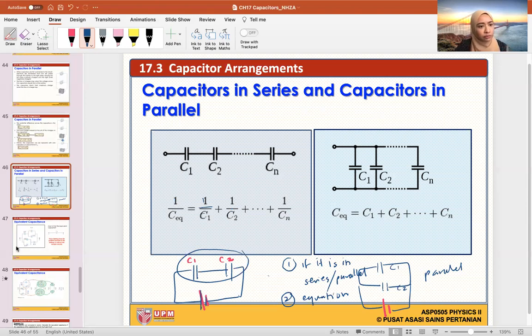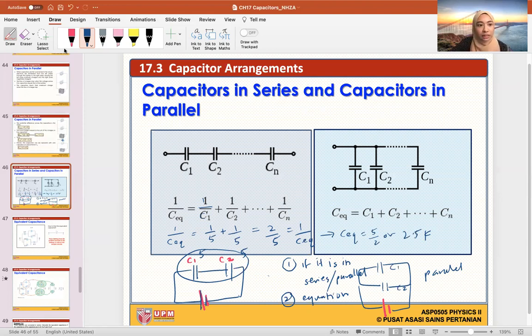So if they ask you what is C equivalent, let's say C1 is 5 and C2 is also 5. Using this equation, 1 over C equivalent is equal to 1 over 5 plus 1 over 5. So 1 over 5 plus 1 over 5 is 2 over 5, which is equal to 1 over C equivalent. So C equivalent is equal to 5 over 2 or 2.5 farad. Right, farad. So this is how you use the equation for a circuit in series.